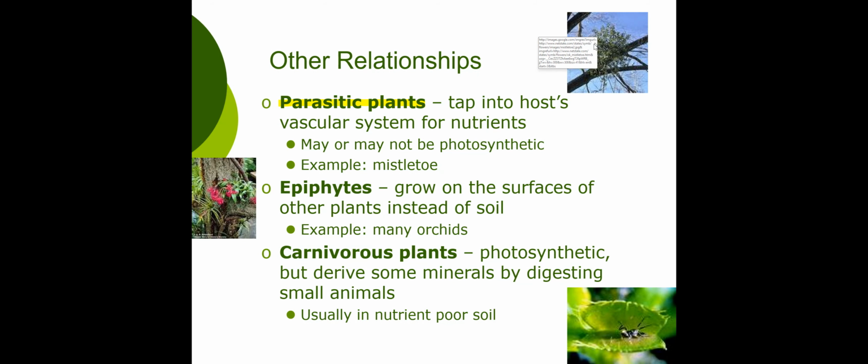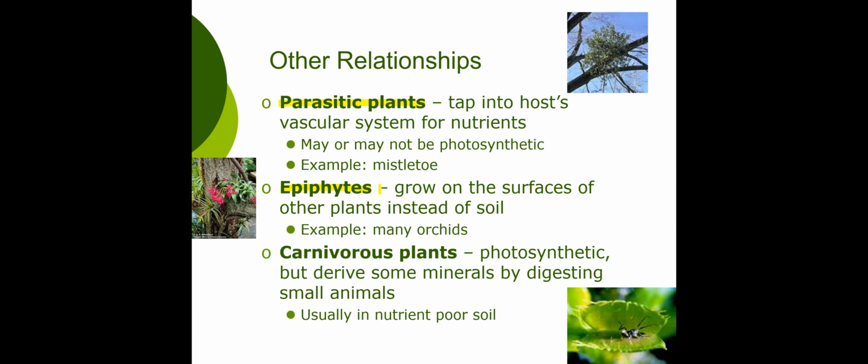Some other relationships that you might see, we do have parasitic plants, which means they are stealing nutrients. Like this mistletoe up here in the tree, instead of having their own root system, what they do is tap into the vascular system of another plant. And so they're literally stealing water and sugars and nutrients from the xylem and phloem. And this does hurt the host plant. If you get too much mistletoe on a tree, it will kill it. Now, sometimes your parasitic plant may be photosynthetic and be able to make its own food, but anytime it is stealing anything, it is going to be harmful to the host plant.